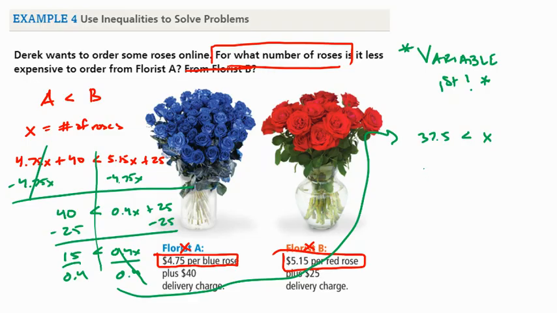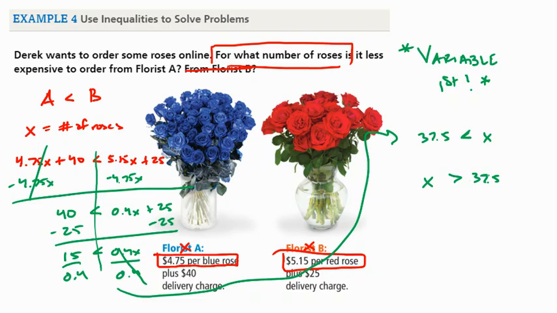I take the x and I put it over here. I take the inequality symbol; I need the mouth to continue opening to the x. So it gets flipped around, and 37.5. So this is the inequality symbol that we need for this. We need to flip it around. So x is greater than 37.5.